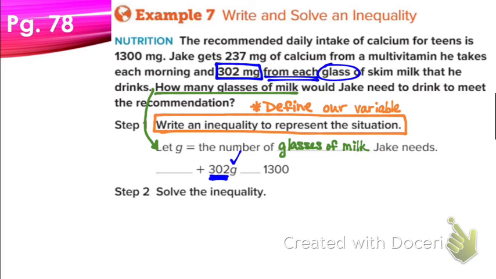So what do you think we're supposed to put on that line out in front? This right here. Why do they have a line with a plus sign? Where else is he getting calcium from? From his multivitamin. How much does he get from the multivitamin? 237 milligrams. 237 milligrams from the multivitamin. How many multivitamins does he take each day? How often do people normally take a multivitamin? Like once. Once a day. So he's just going to get 237 from the multivitamin because he only takes 1 pill each day.